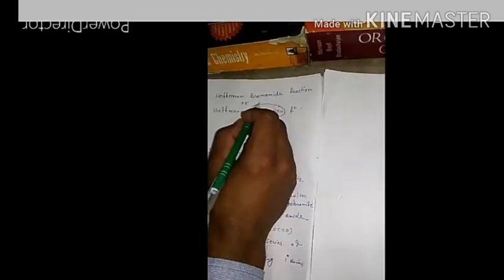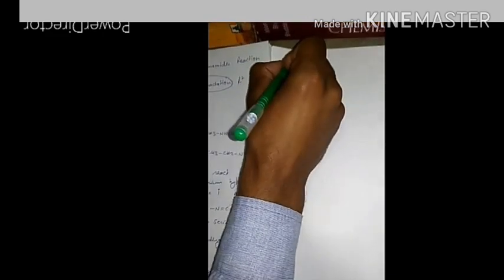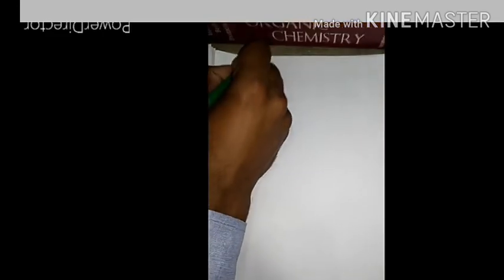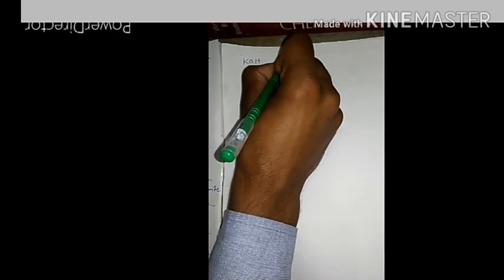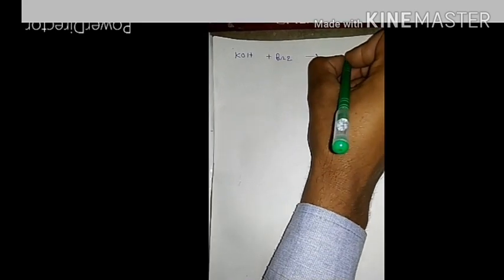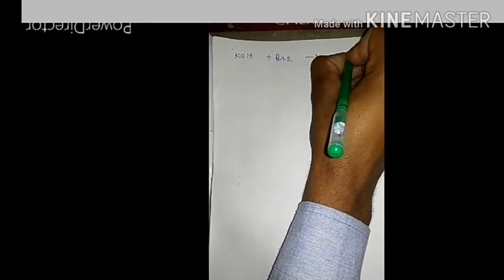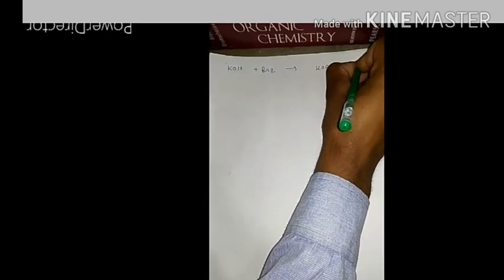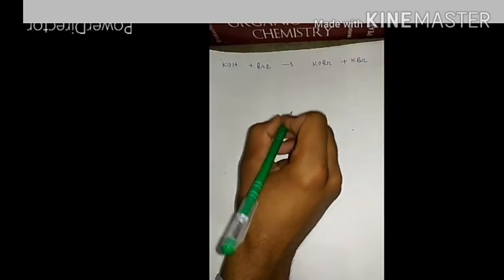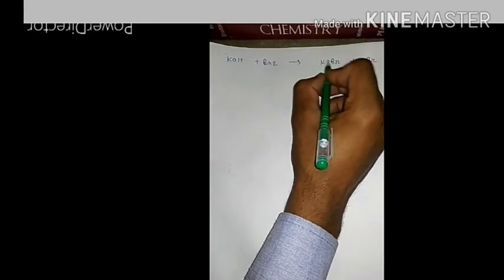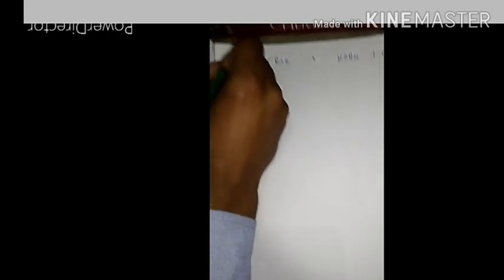Now we discuss the mechanism of the Hofmann bromamide reaction stepwise. In the first step, potassium hydroxide reacts with bromine to form potassium hypobromite and potassium bromide. Here 1 and 2 potassium, here 2.